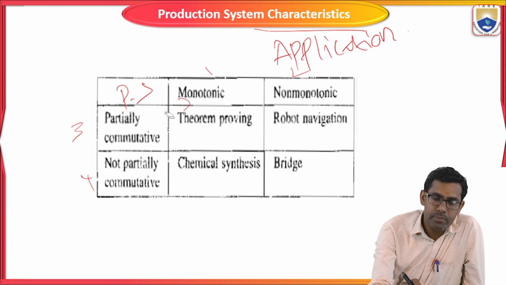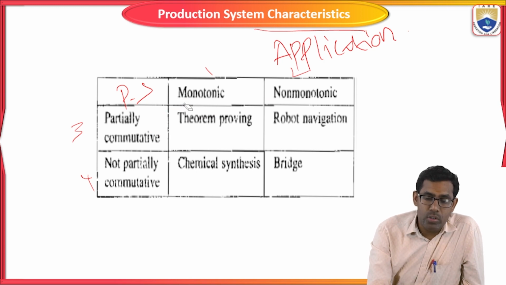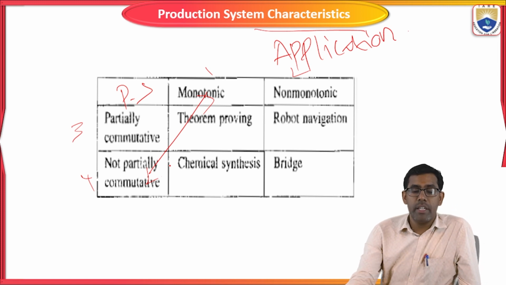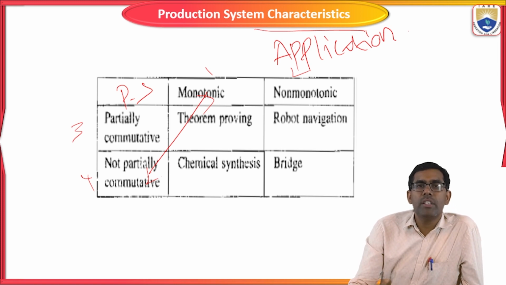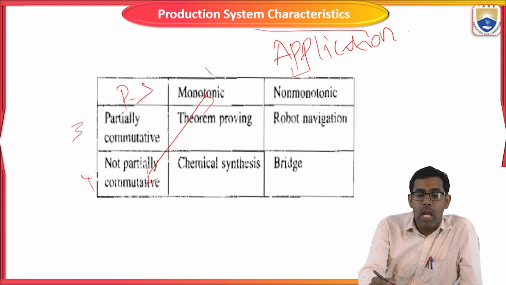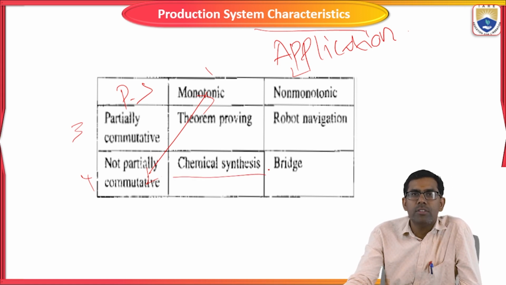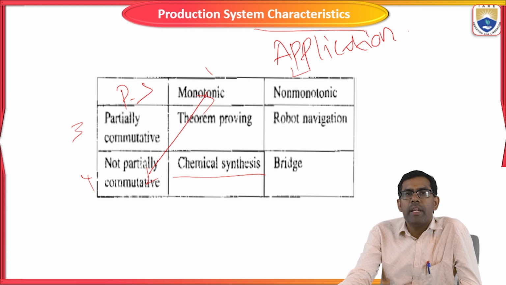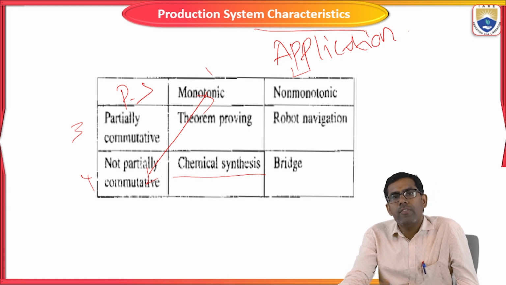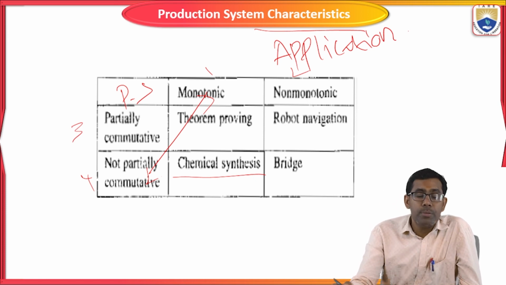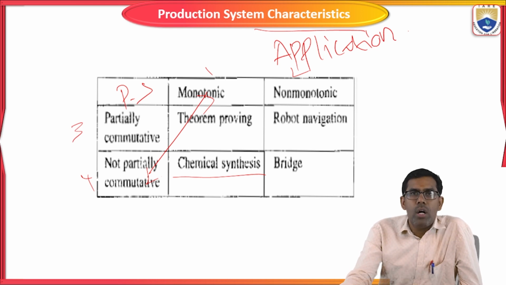The next one is non-partially commutative and monotonic. If you are using both, not partially commutative and monotonic, it is used for chemical synthesis, such as chemical reactions. If you are making some chemicals, they will use this combination of applications.